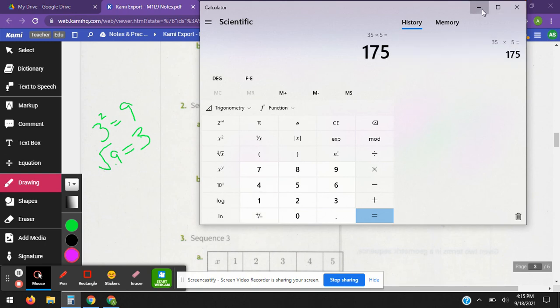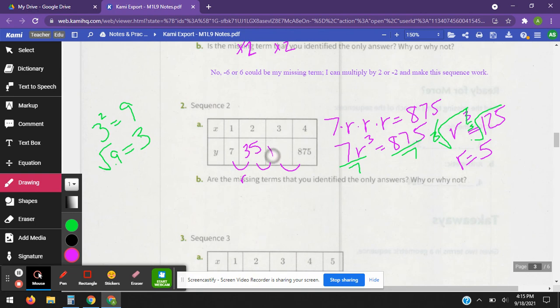175. There we go. 175. All right. And then 175 times 5. Do this one in my head. Yes, that works. All right.